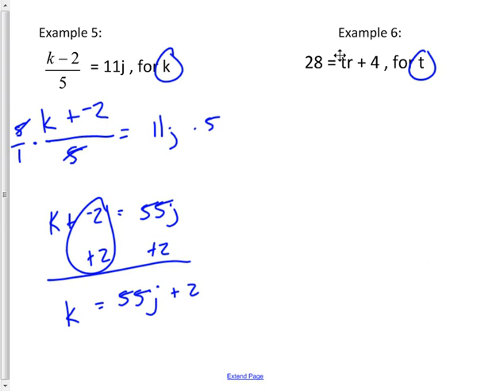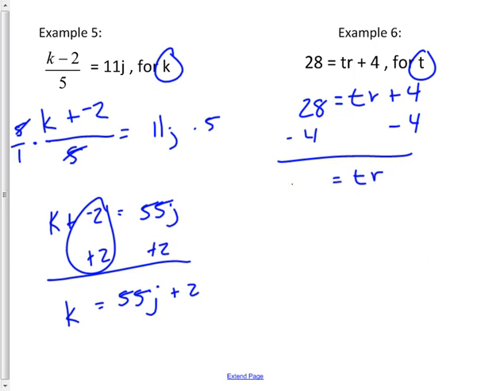So again, we're working on getting t by itself. So 28 equals t times r plus 4. Let's get rid of this constant first. So we're going to subtract 4 on both sides. All right, so we get t times r equals 24. Now again, we're trying to get t by itself, so I need to divide by r on both sides in order to cancel the r's, and so t equals 24 over r.